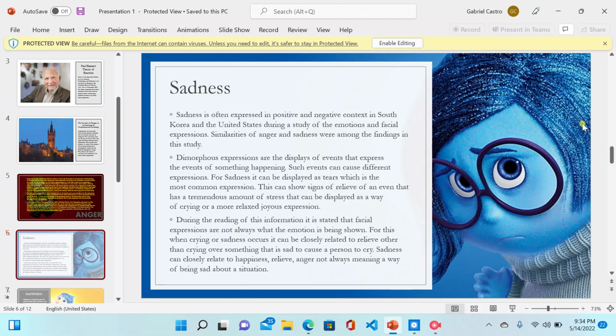So during the reading of this information, it is stated that facial expressions are not always what the emotion is being shown. For this, when crying or sadness occurs, it can be closely related to relief or other emotions rather than crying over something that is sad. Sadness can closely relate to happiness, relief, anger, not always meaning a way of being sad is about a situation.